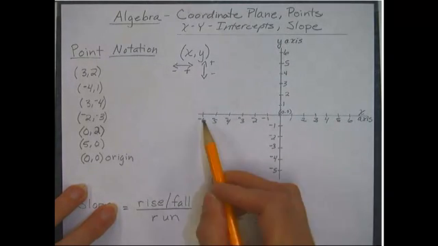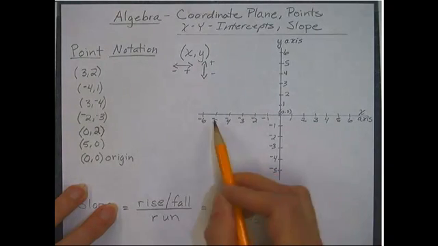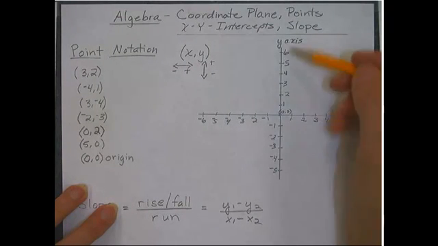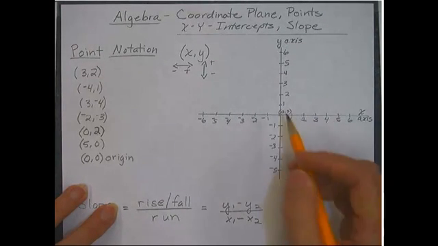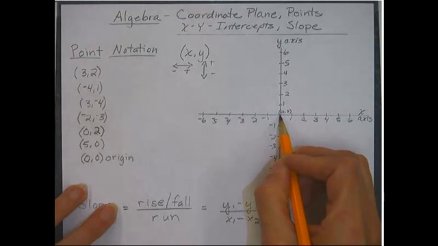Really, the xy coordinate system is the intersection of a horizontal line and a vertical line. The horizontal line is called our x-axis. The vertical line is called our y-axis. Where they intersect is called our origin and has the point notation of 0, 0.